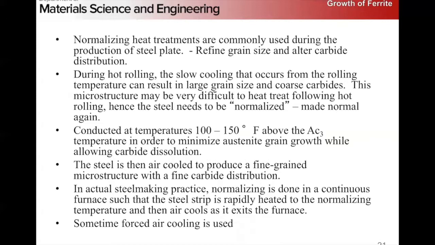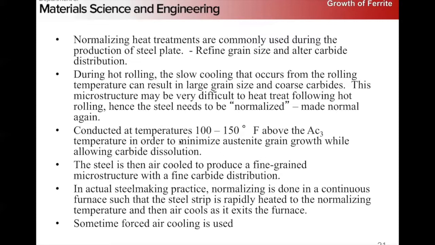And so the normalizing heat treatments are commonly used during production of plate. So after hot rolling, or during hot rolling, there's a slow cooling that occurs from rolling temperature. And this gives us very large grain sizes and very coarse carbides. And this structure is very difficult to heat treat, right? So we normalize the steel to make it normal again, so that we can go on with subsequent processing, right?